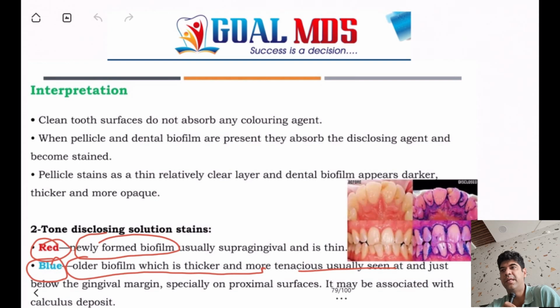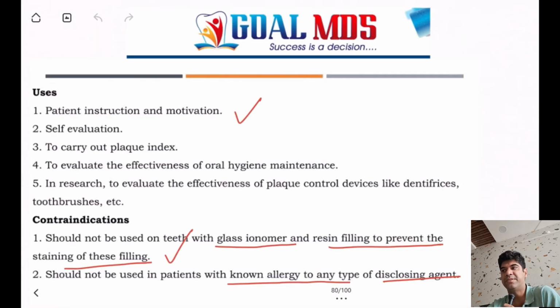Now there was a question in an exam that a patient was given a disclosing solution. He stained a red film, which indicates newly formed biofilm, and the blue one indicates the older biofilm that is thicker and more tenacious, usually seen just below the gingival margin. So the patient just has to clean these red and blue lines using a toothbrush.